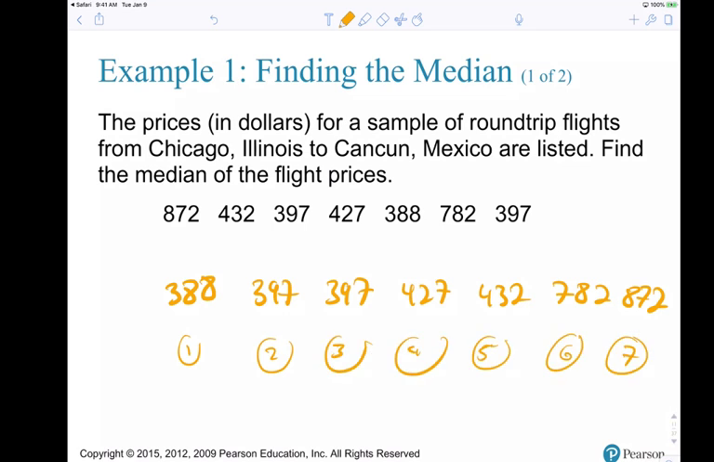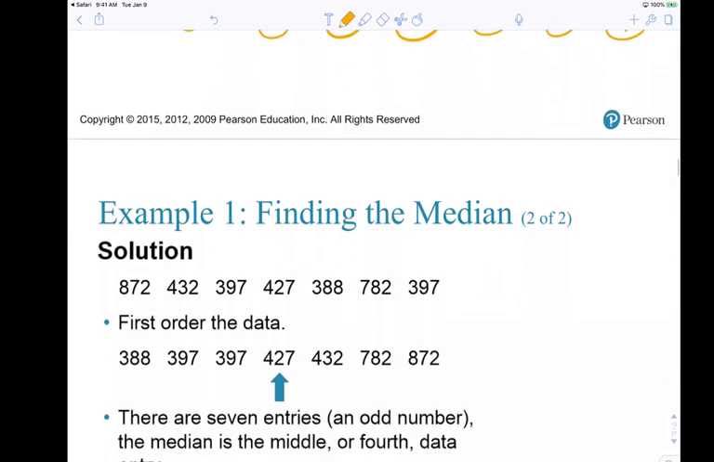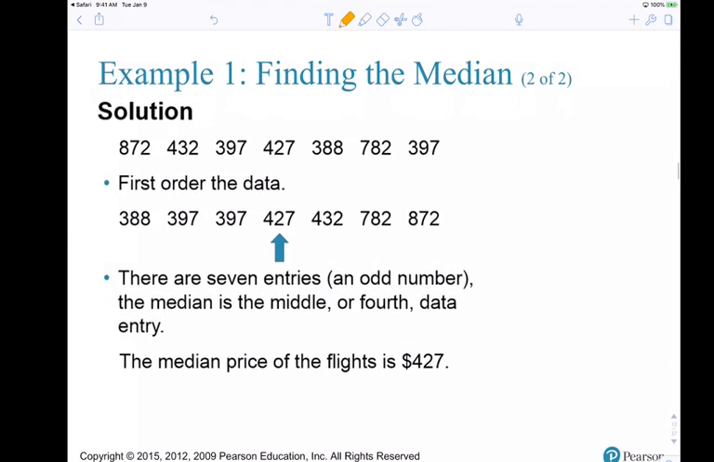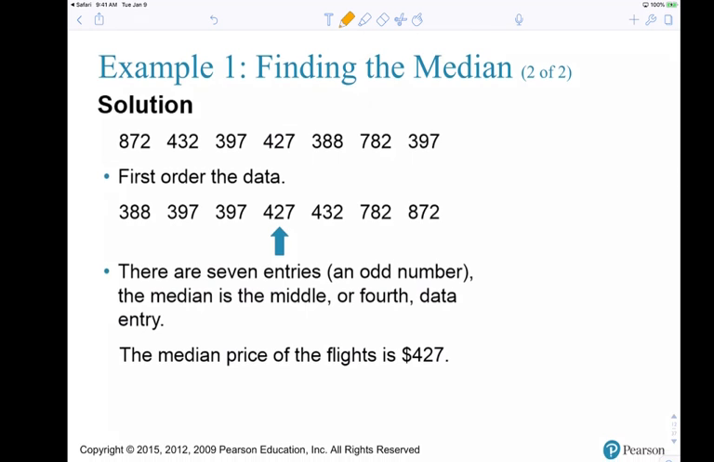So then what's the median? Should be 427. It's okay? So when we took the data, we put it in order, and we took the number in the middle. We had an odd number, so we just take the number in the middle. We got 427. You see it in action right there. So the median price of the flights is 427.